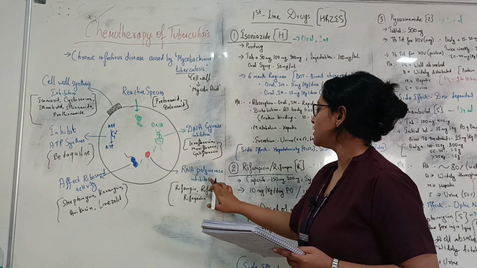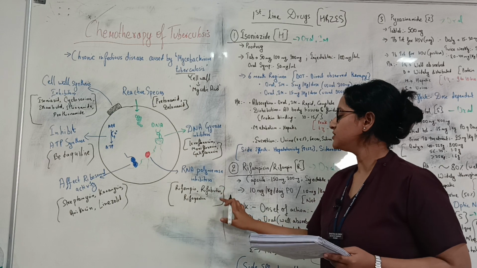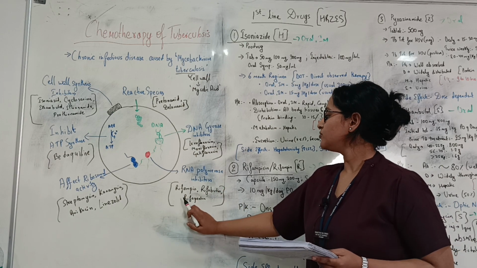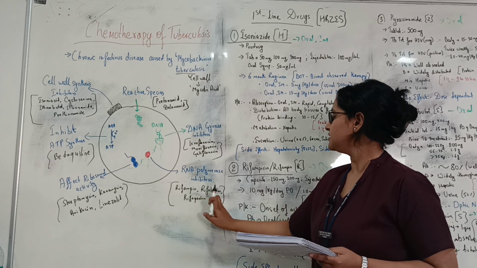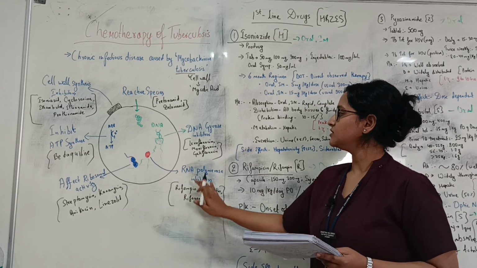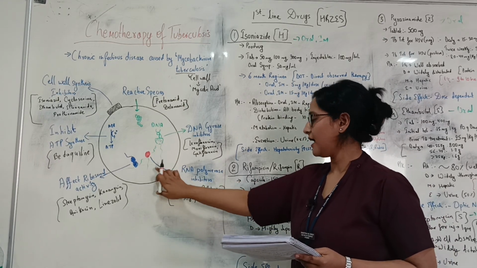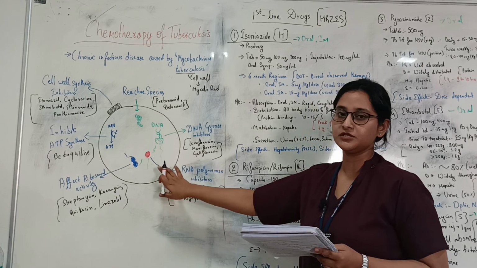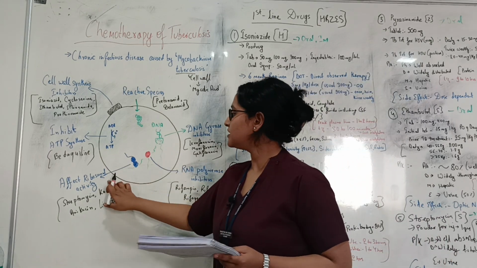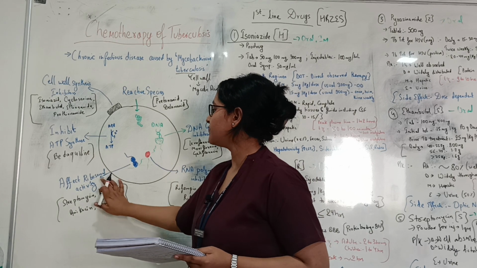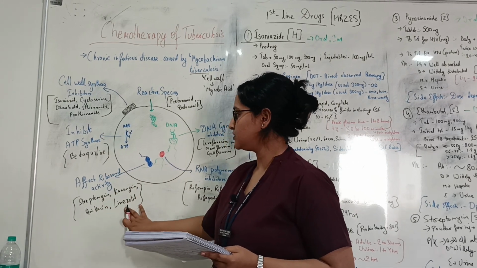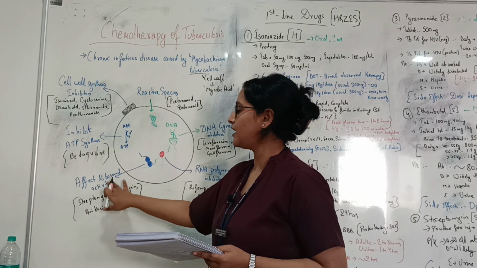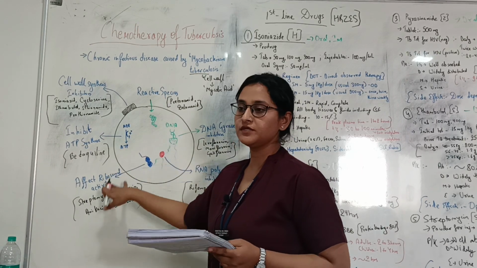Okay. The third thing is RNA polymerase inhibitors: rifampin, which is also known as rifampicin, rifabutin, and rifapentine. These drugs act as RNA polymerase inhibitors. The fourth thing is which affects the ribosomal activity. So streptomycin, kanamycin, amikacin, and linezolid, these drugs affect the ribosomal activity of the cell.